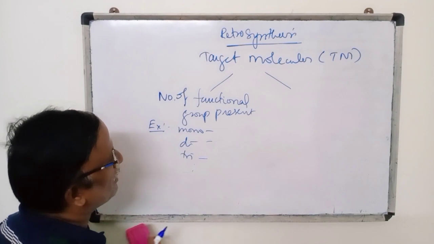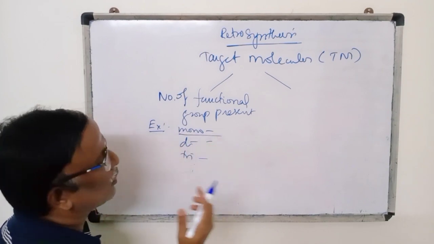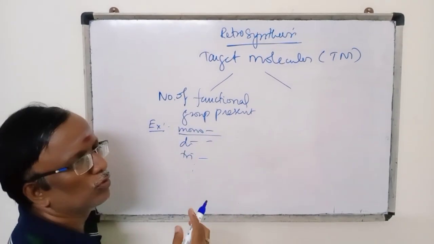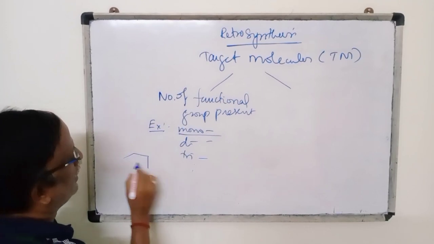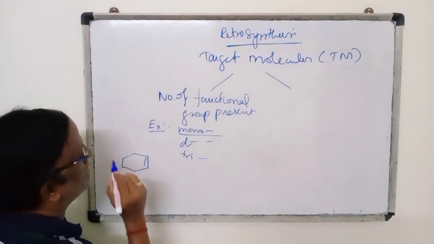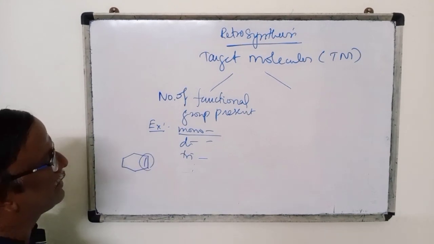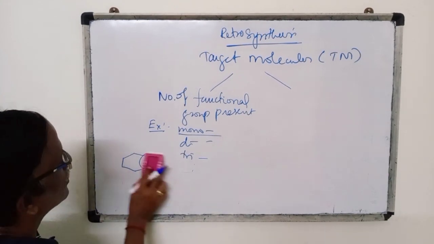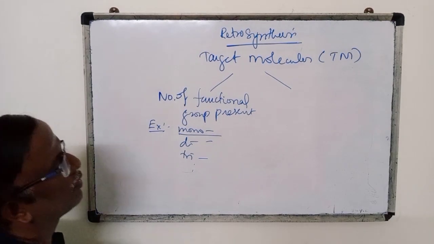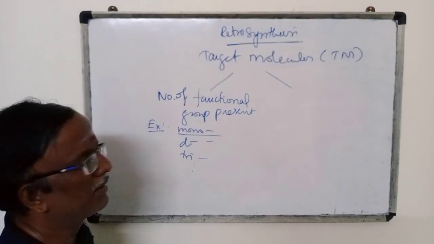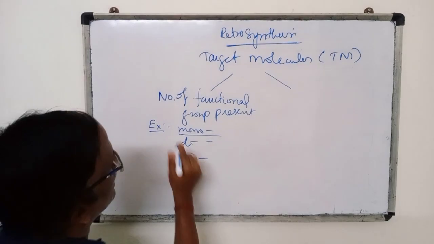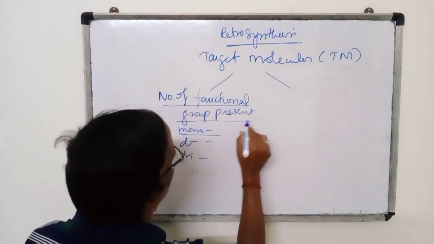If it is a monofunctional group, that means only one functional group is present. For example, this is the best example where I have only one functional group. What is the functional group? Olefin. I can also have a difunctional group, two functional groups of the same or different type. So that is one type of classification.